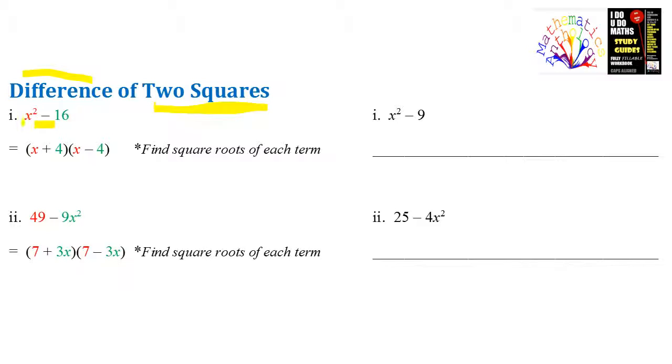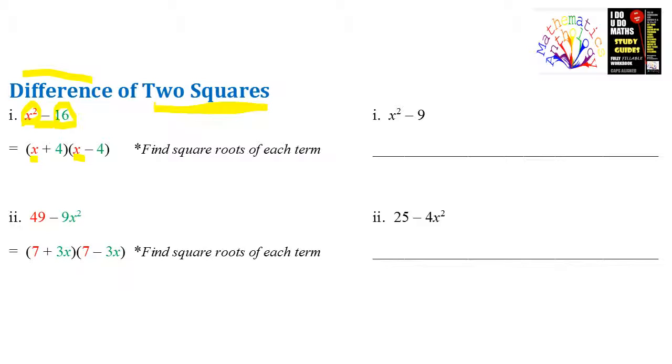So x squared is definitely a square term. 16 is also a square term because I know that 4 squared is 16. So all you do is you open up two brackets to factorize using difference of two squares. The square root of x squared is x. So I'm going to put x in the first and x in the second bracket because x times x will give me my x squared.